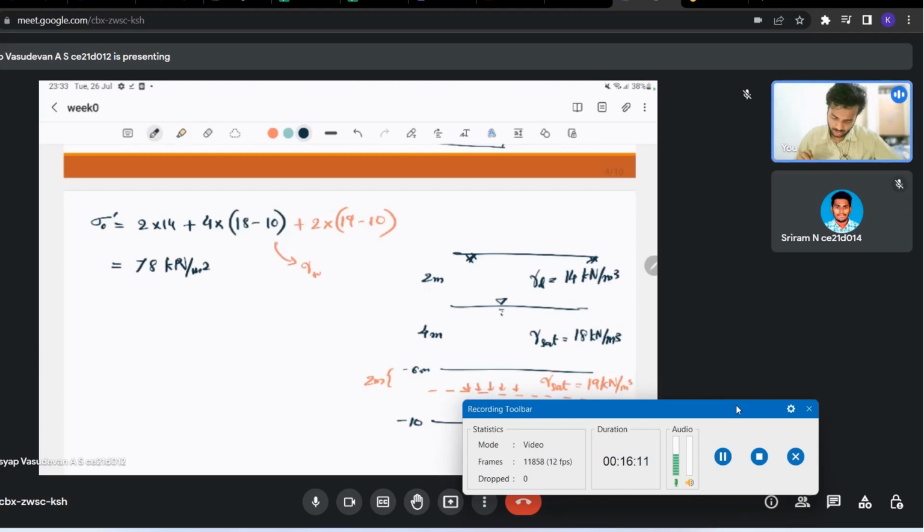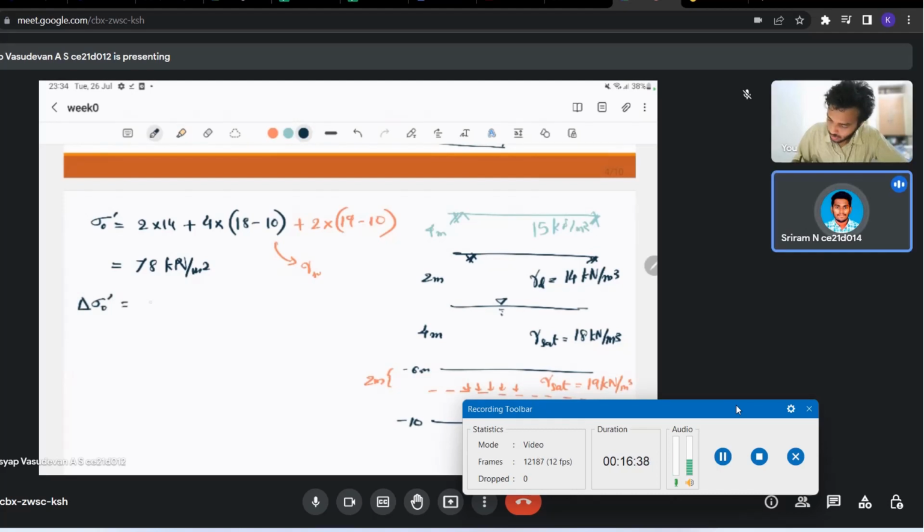So we have the initial stress. But we have a fill which is coming, that is of 15 kilonewton per meter cube, which is of a height of 4 meter. So the increase in stress because of the fill will be 15 into 4, that will be 60 kilonewton per meter square.